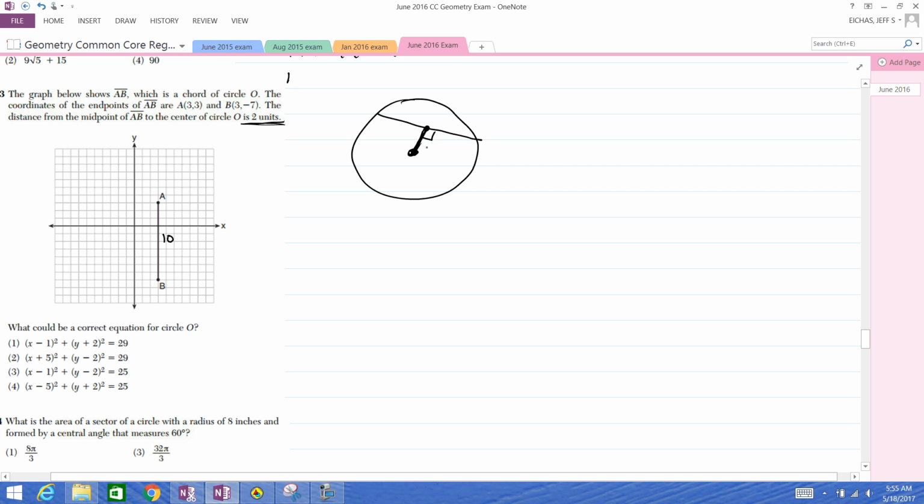Now, we don't know where the center is exactly yet, but it's pretty easy to figure that out. If this line is a vertical line, there's the midpoint, and it's 2 units from the center, you have to go perpendicular to this line, which is either over this way, flat across, or this way. I don't know which one that's going to be. The center of this circle is either at (1, -2) or at (5, -2).